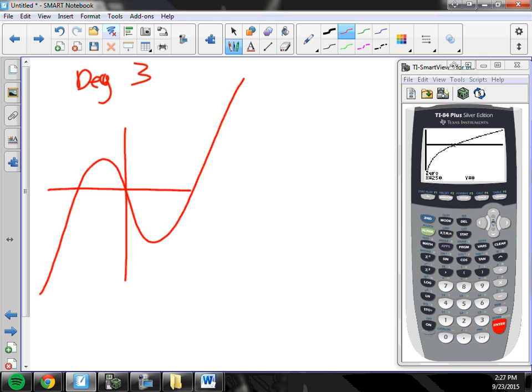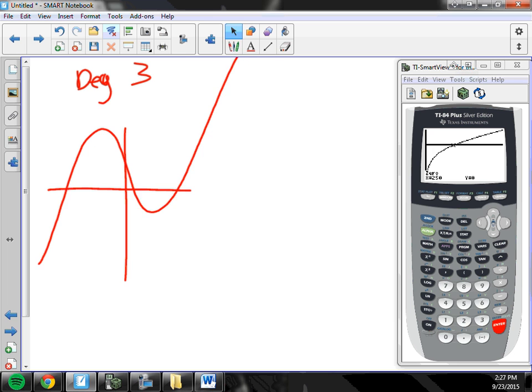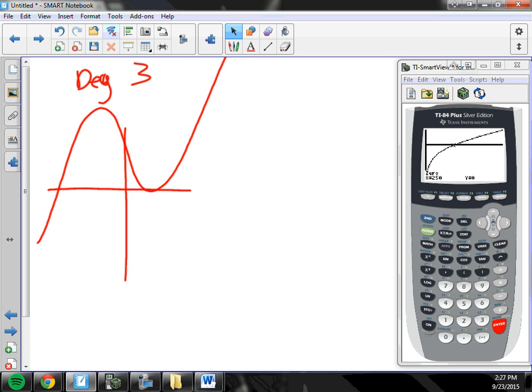So if I were to take this graph and shift it up, does it still have 3 roots? Yes, but only 2 of them are visible because this is a double root. It's repeated. What if I went up more? Does it only have 1 root? No, it still has 3. 2 of them are imaginary. Is there any way to make a degree 3 polynomial that has 3 imaginary roots? No, imaginary roots always come in pairs. You can't just have 1. You have to have 2 or 4 or 6 or 8.